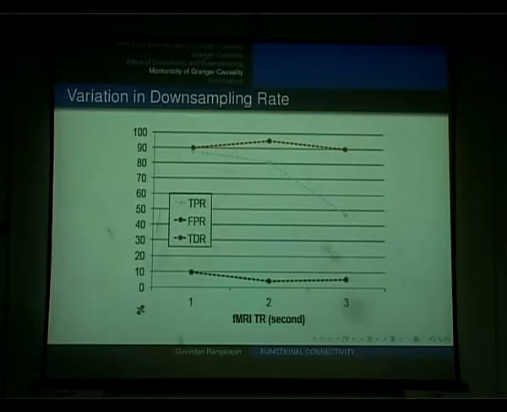Since I'm running out of time, I will not get into the details. I'll just say that things get worse, as you can expect, as the sampling interval becomes larger. So if you are sampling every 1 second, things are better. If you are sampling every 3 seconds, things become worse.